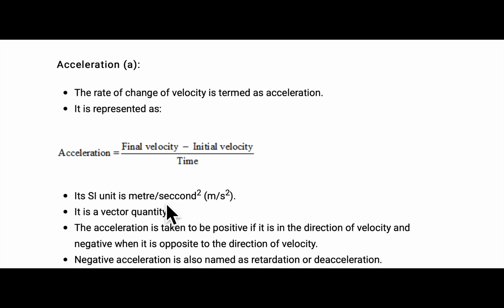Its unit is meter per second square. As it is velocity, so it has direction also, so it is a vector quantity. If the body is moving in the same direction and speed is increasing, means velocity is increasing, then acceleration is positive. And if final velocity is less than initial velocity, then the acceleration is negative, and negative acceleration is known as retardation.